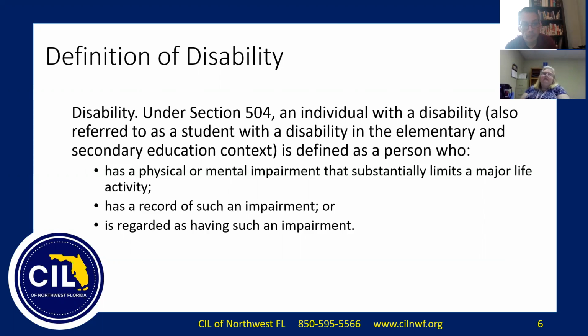So what is the definition of a disability? Under section 504, an individual with a disability, also referred to as a student with a disability in the elementary and secondary school education context, is defined as a person who has a physical or mental impairment that substantially limits a major life activity. And we'll talk about those in a few minutes. They have a record of such an impairment or are regarded as having such an impairment. Next slide.